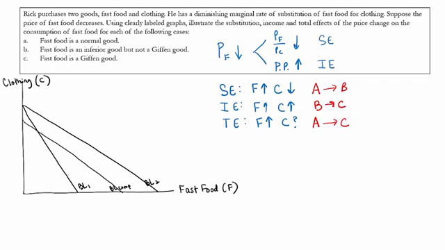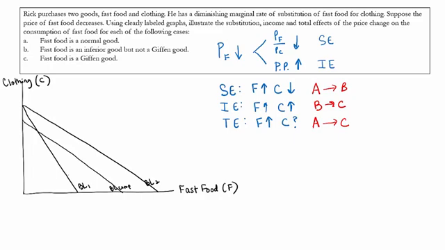Now I need to place these three bundles on the budget lines. A must be on BL1. The original chosen bundle must be on the original budget line. C must be on BL2. The new chosen bundle must be on the new budget line. And B must be on the hypothetical budget line called the compensated budget line.